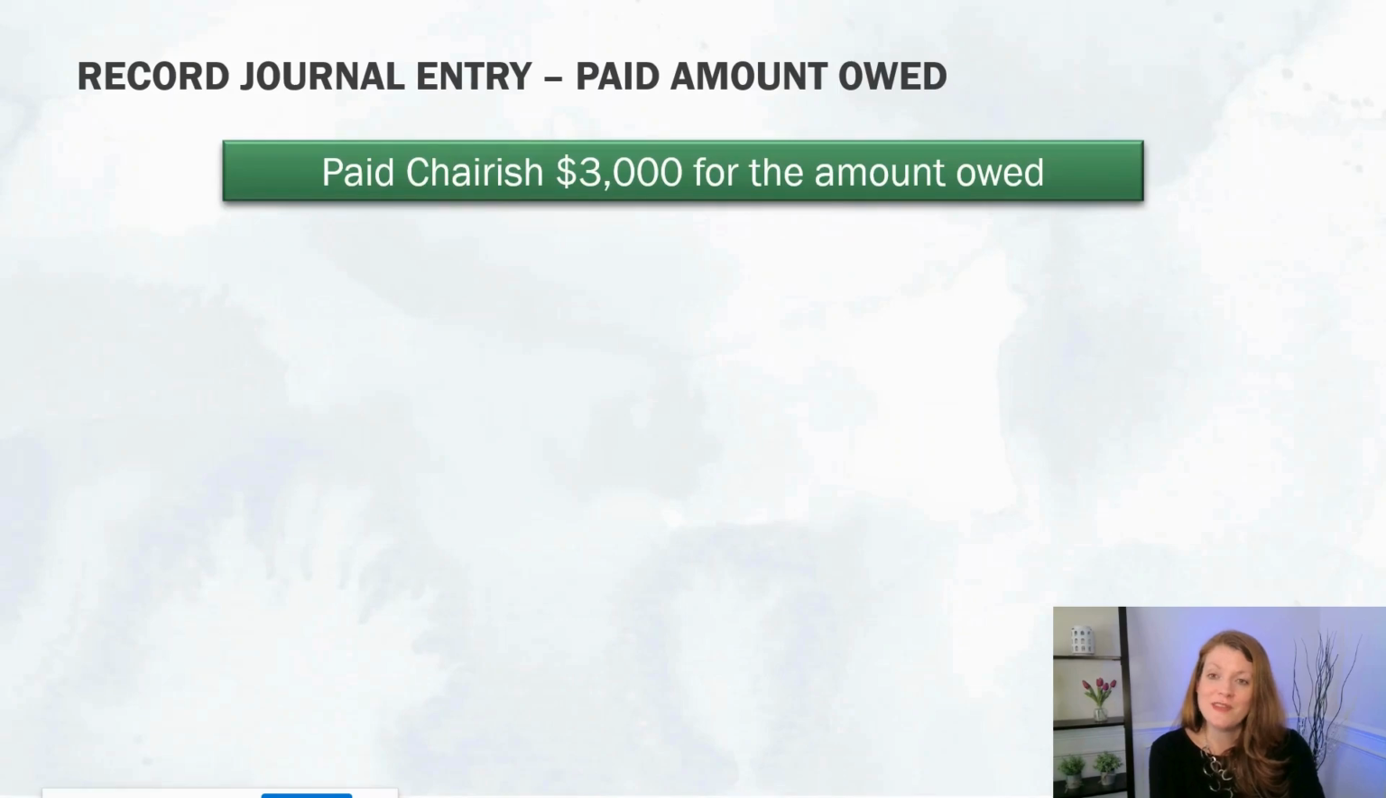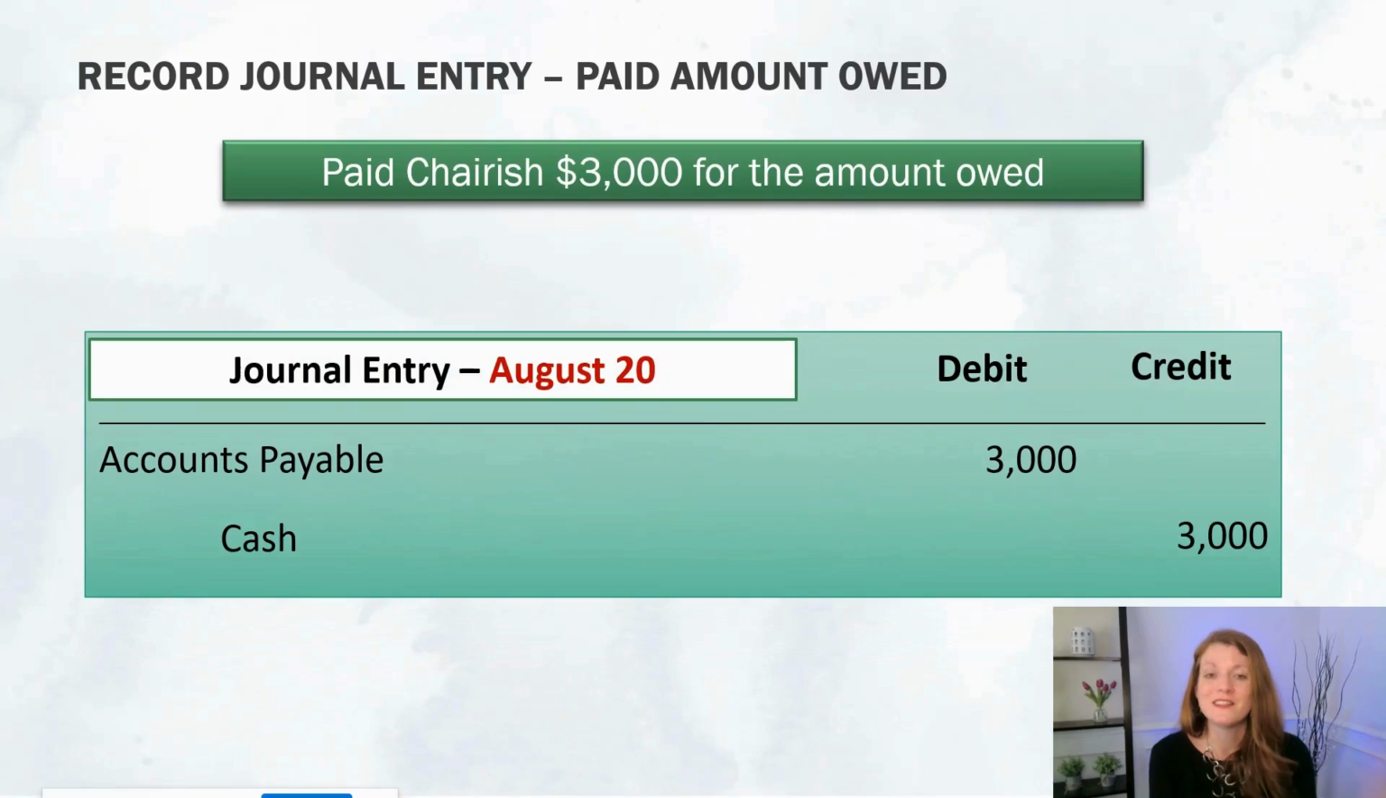All right, so now they paid Cherish $3,000 of the amount they owed them. Remember, they owed them $10,000. They paid them $3,000 here. So we are going to show accounts payable with a debit. We're decreasing the liability, and we credit cash for the amount that we have paid them. We're decreasing our asset as well. So now we just owe them $7,000 more for those chairs.